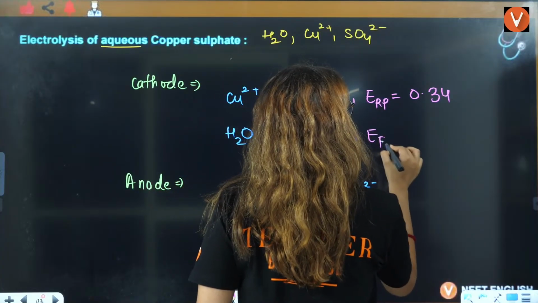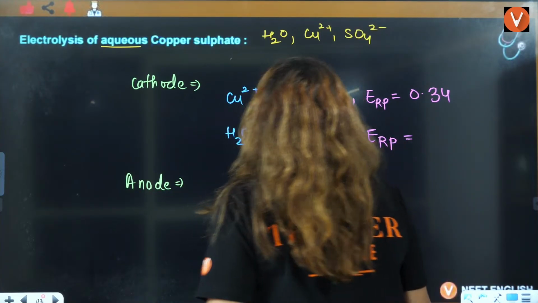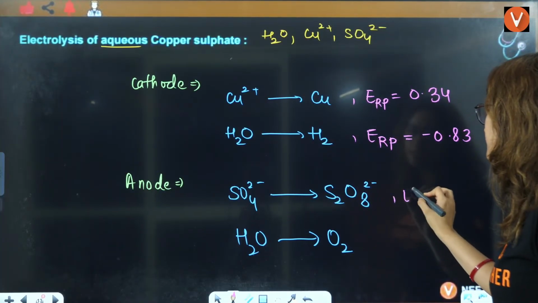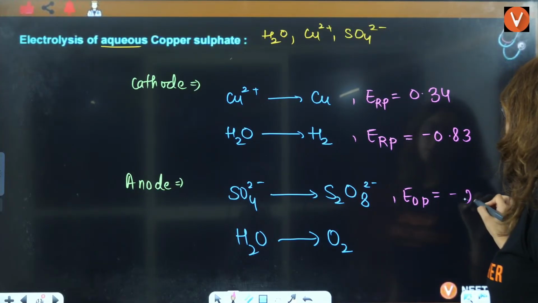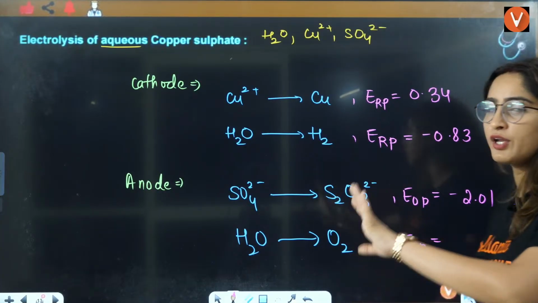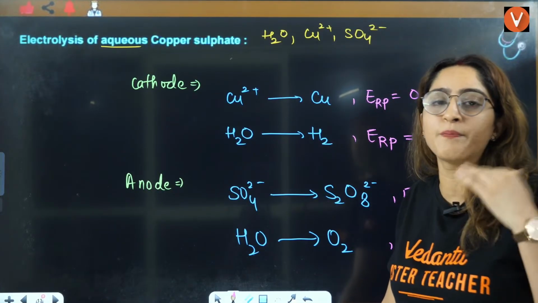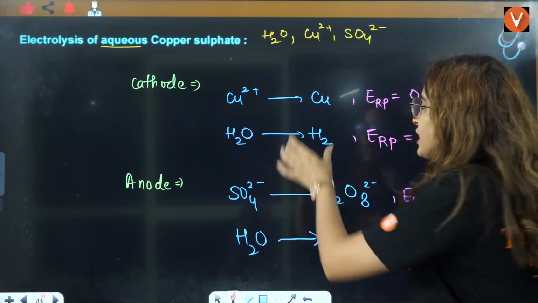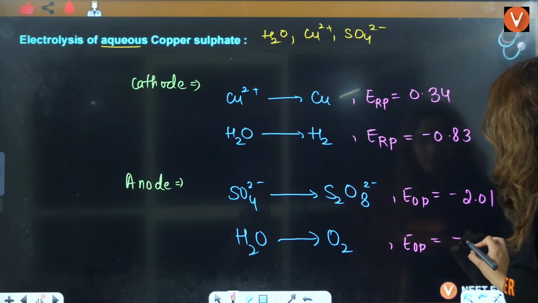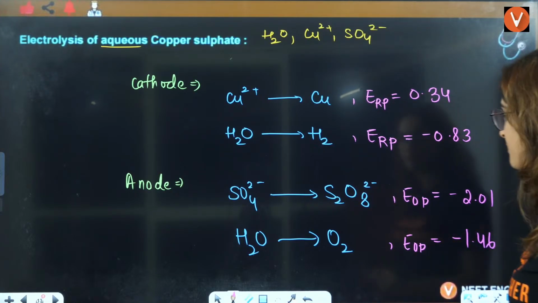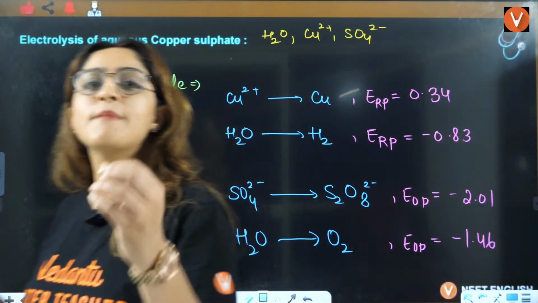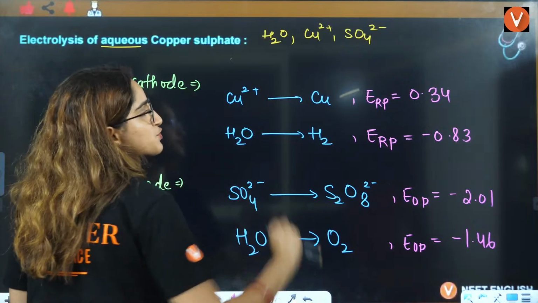Okay, let's talk about reduction potential here. Over here, the reduction potential is minus 0.83. Here, the oxidation potential will be minus 2.01. And these are the values. For sulfur, you should remember it because it is a very repetitive value. Copper, you know. It is a must to remember these, right? Individually also, they can ask you this question. So this is 1.46.